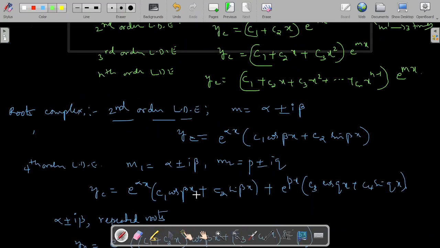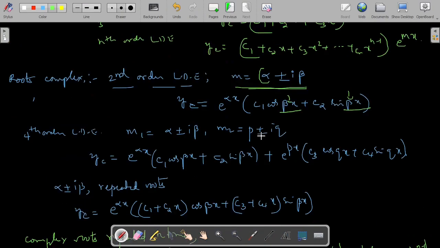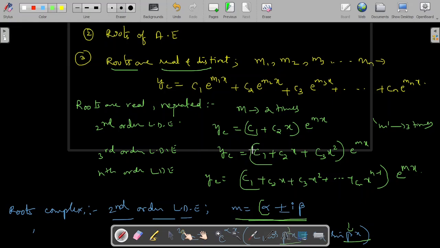So remember it like this: when you have complex roots for a second order linear differential equation, you write e power alpha x into c1 cos beta x plus c2 sin beta x. The imaginary part goes to the trigonometric functions and the real part goes to the exponential function. So this is how to solve the auxiliary equation and write the complementary function.